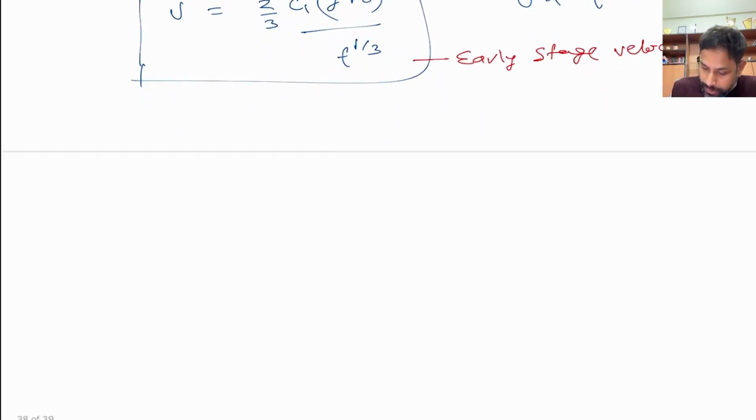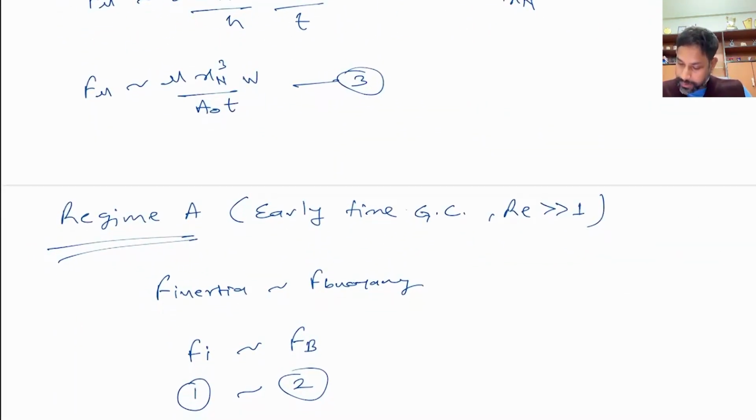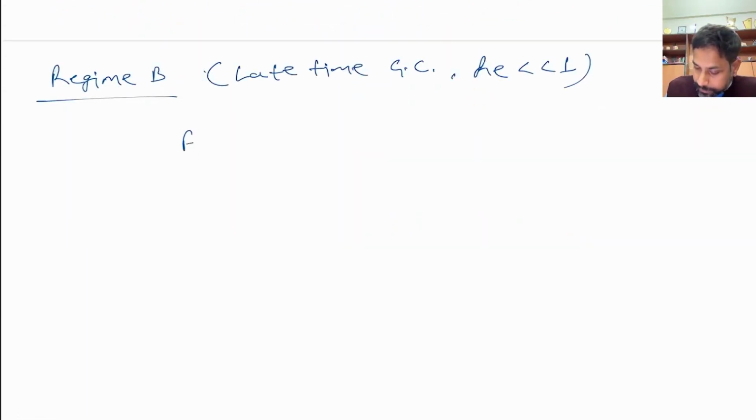Now let's look into regime 2, regime B, late time gravity current, where Reynolds number is much smaller than 1. In the previous case, Reynolds number was much greater than 1. Here it is much smaller, and that is why buoyancy is balanced by a viscous force, or in other words, AB is F mu.